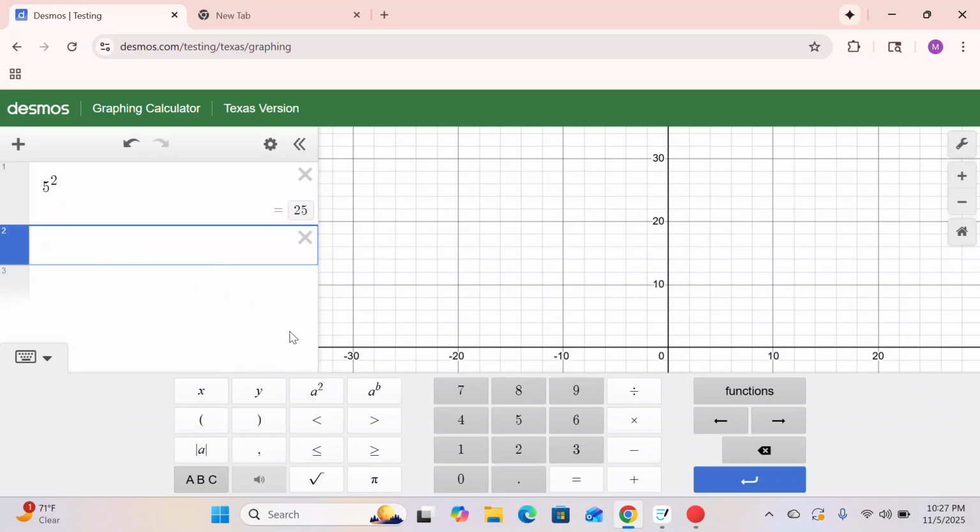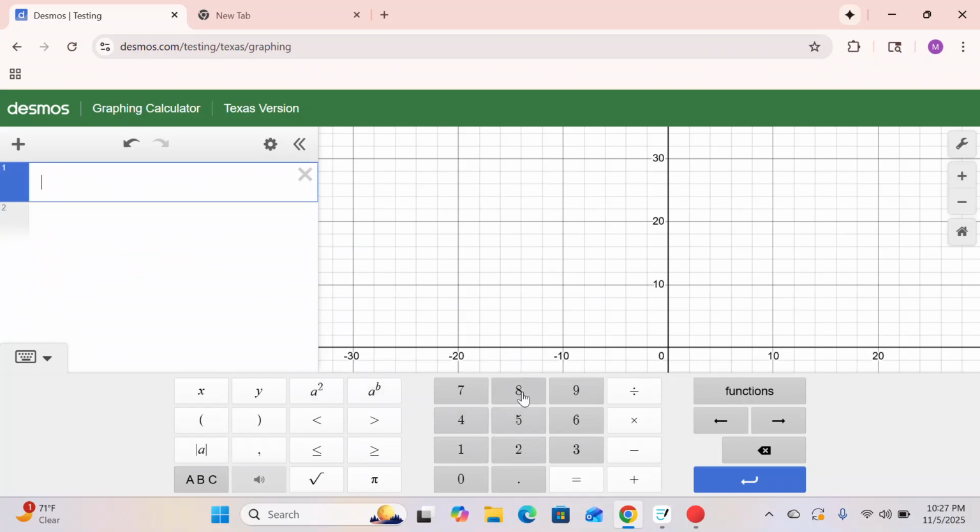If you have another problem, let's say you have 6 to the second power, all you have to type in is 6, and you see this little a to the second power. You press it, gives you 36. But what happens if I have 8 to the third power? Well, I'm going to put in the 8 here. And let's say it's to the third power, which means 8 times 8 times 8. Well, of course, you let Desmos do the work.